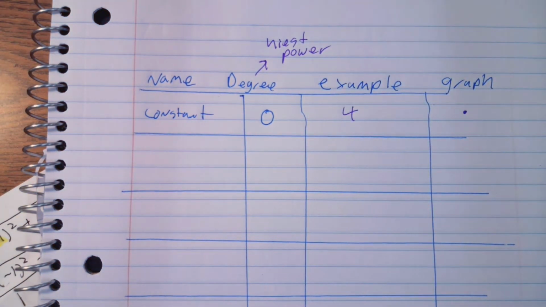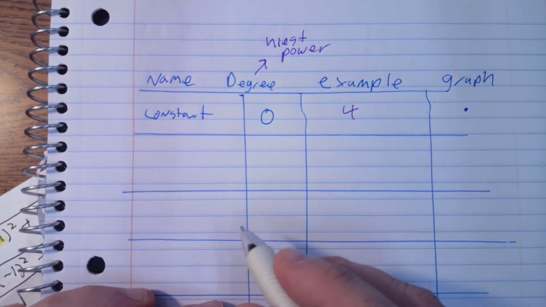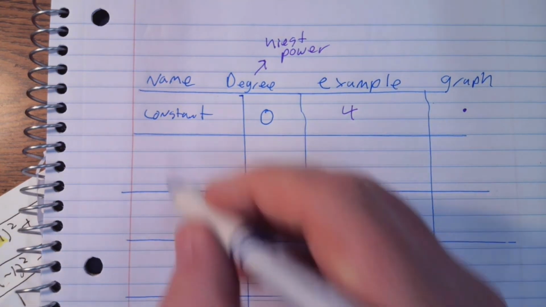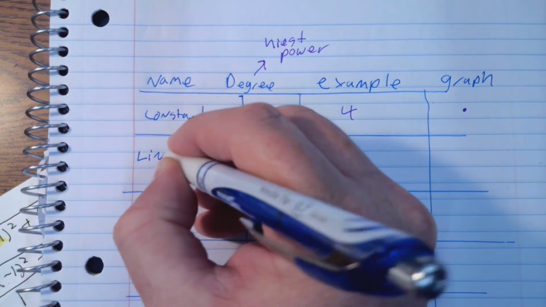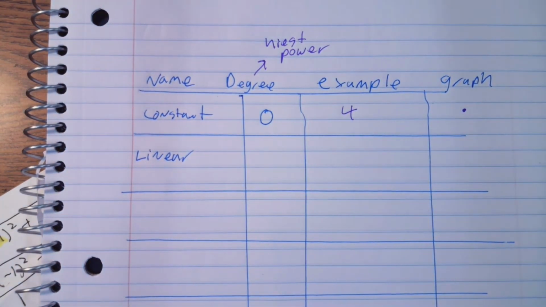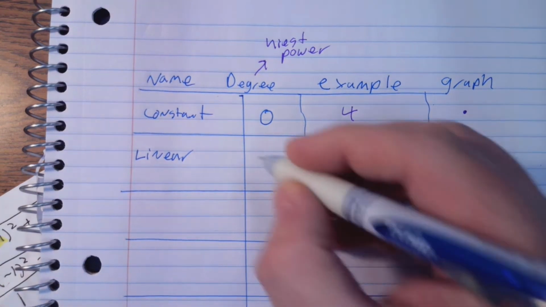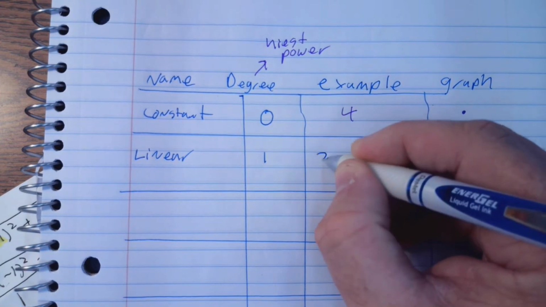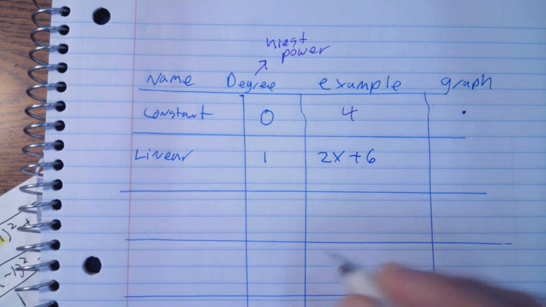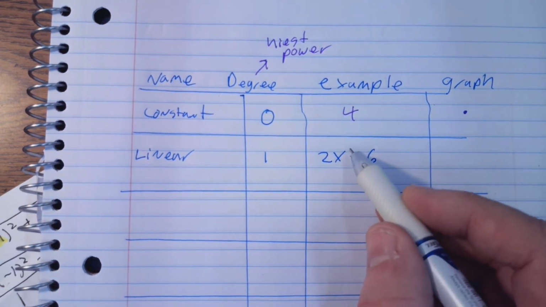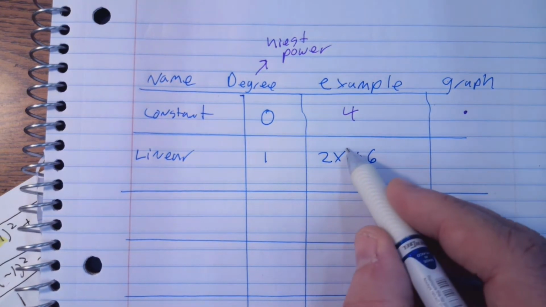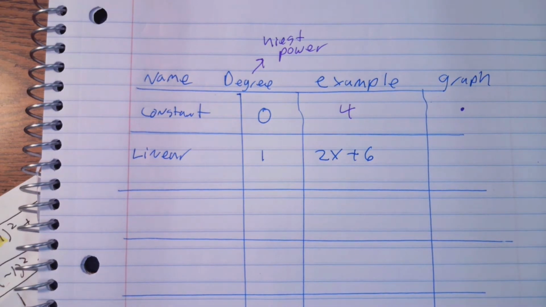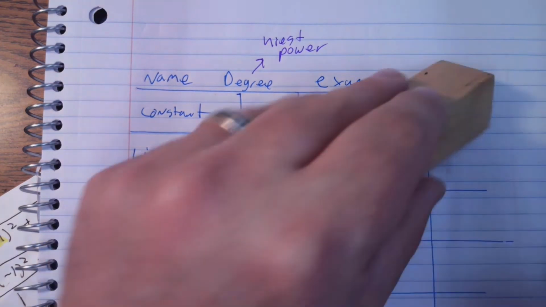Okay. The next thing is something that we've already done. It is linear. Linear is a degree 1. That means the highest exponent is a 1. Here's an example. Okay, I don't normally write an exponent when it's a 1, but we know that everything has a 1 exponent. And the graph, of course, for linear is a line.